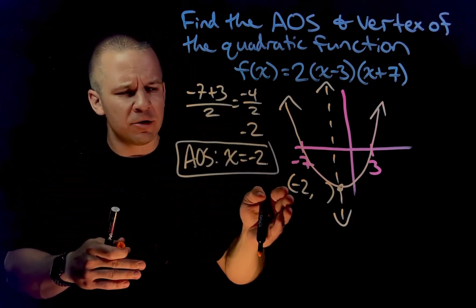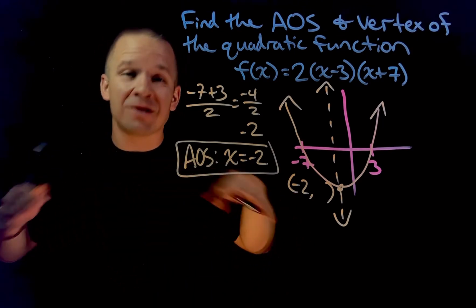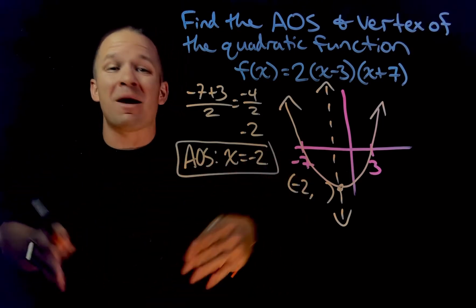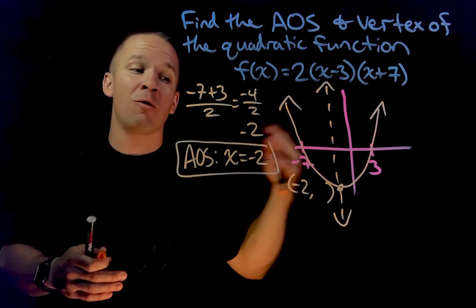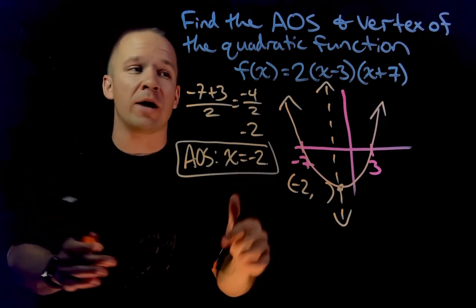How in the heck do I get my y coordinate? Well, if I have an x coordinate, any x coordinate, and I want to get a y, it doesn't matter what x coordinate it is. If I want to get a y coordinate, all I do is plug it in. So I'm going to plug this in, and I'll get my y coordinate of the vertex.